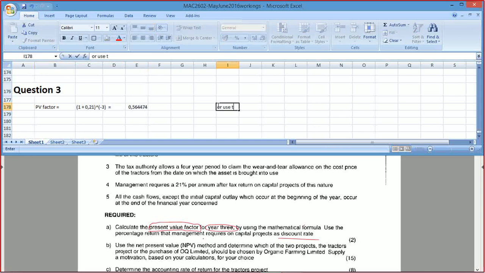Or use the PV tables, and then you get 0.565, which brackets the middle point of year 3, 21% and 22%. Okay.